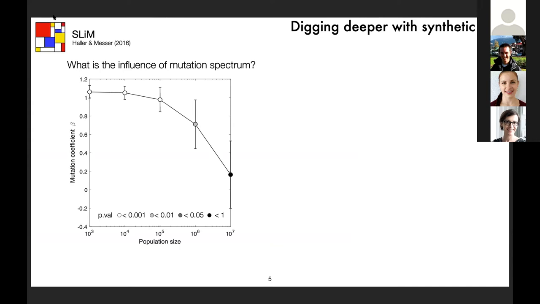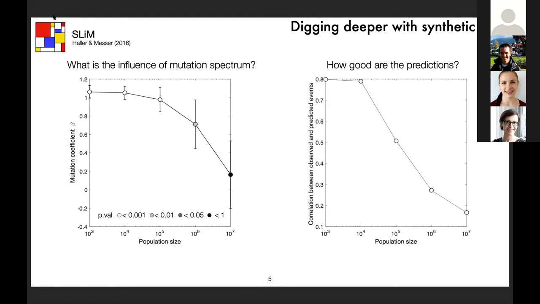Since the mutation rate is fixed, every time we increase the population size, we're increasing the number of mutants in the population. So we are increasing the mutation supply, basically. You can see here how the influence of the mutation term in the regression decreases as the mutation supply gets higher. And similarly, the correlation between the observed events and predicted adapted events vanishes as mutation supply increases. So we can conclude that low mutation supply favors the fixation of the mutations that are more likely to occur, showing a first come, first served dynamics. And when this is the case, we can make better predictions of the adapted mutations knowing the mutation spectrum of the species.